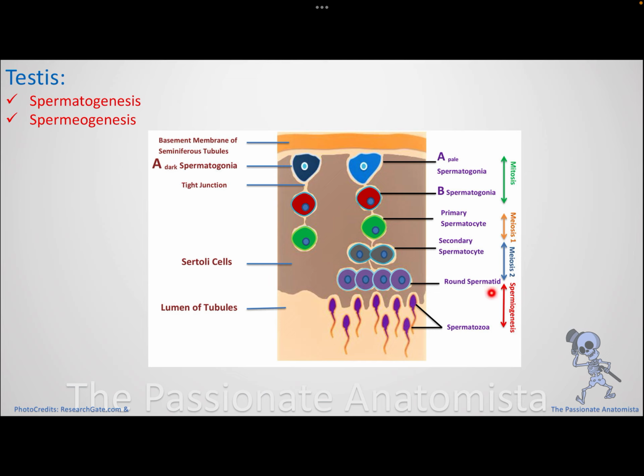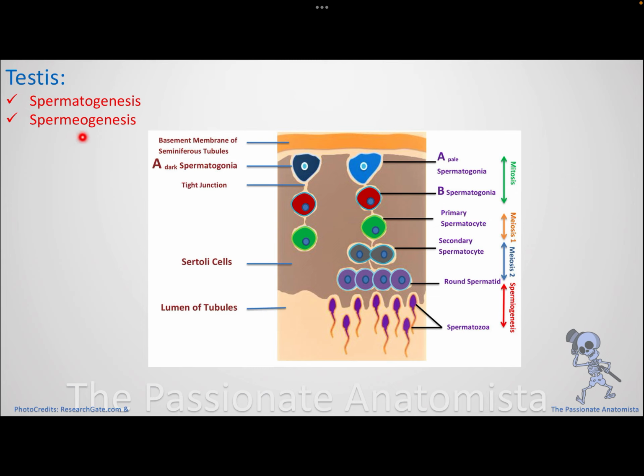Once we reach the spermatids, we are ready to do a morphological change from round spermatids to late spermatids to the spermatozoa, and this process needs the testosterone that comes from the surrounding interstitial cells, the Leydig cells. So again, remember that what happens here is spermatogenesis, which means mitosis and meiosis.